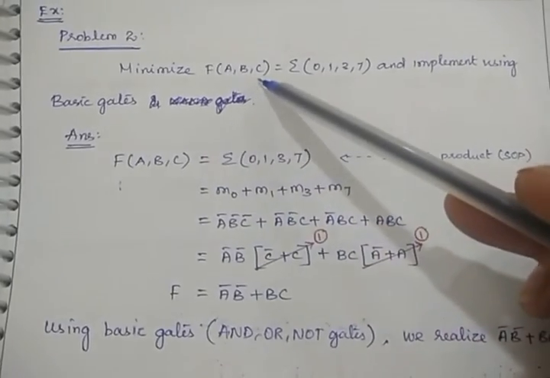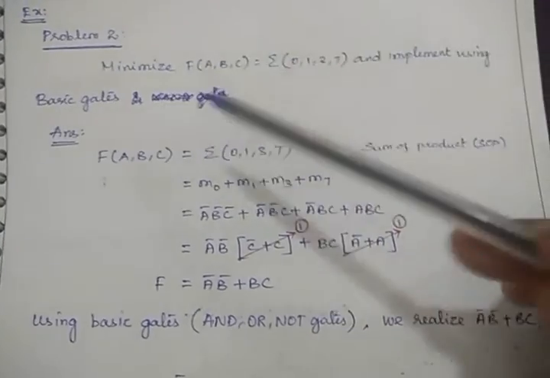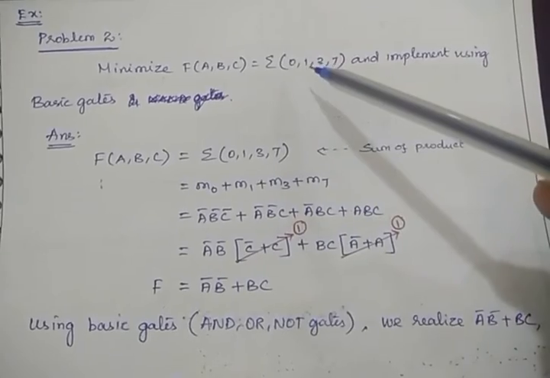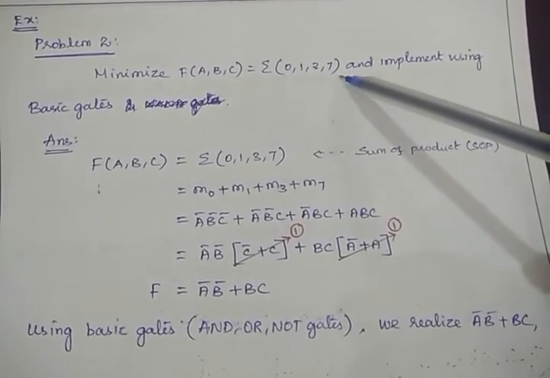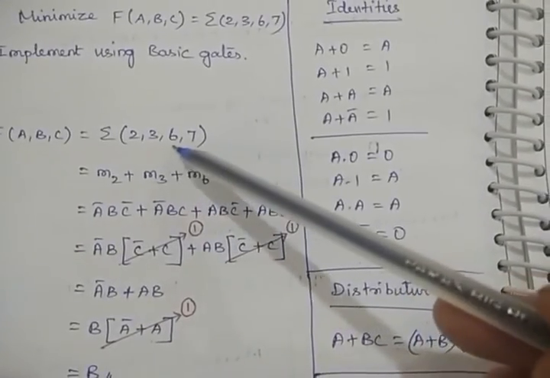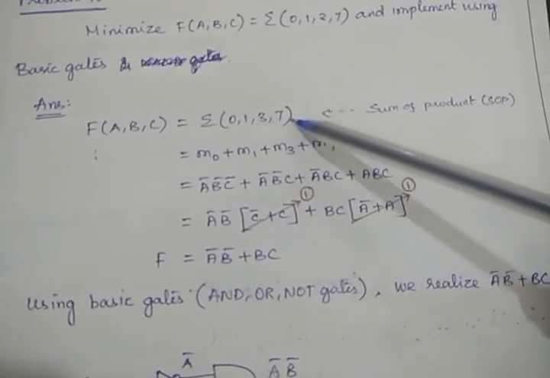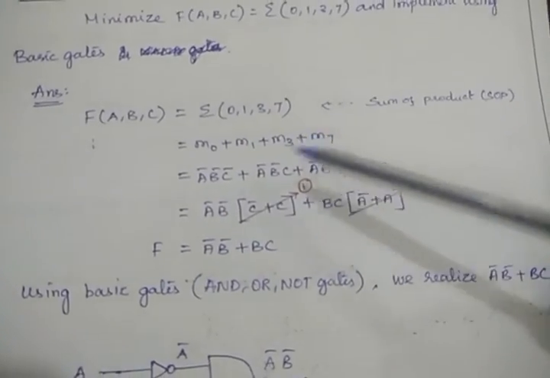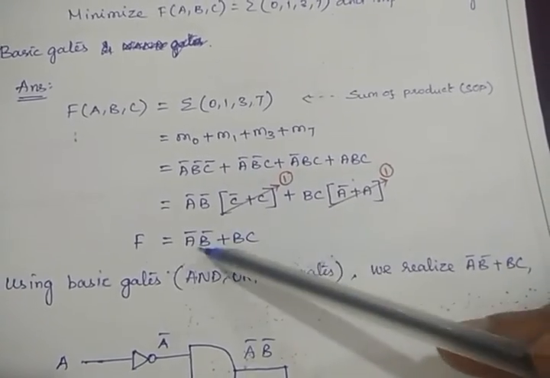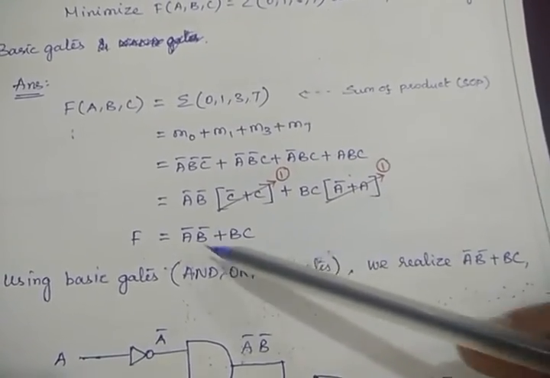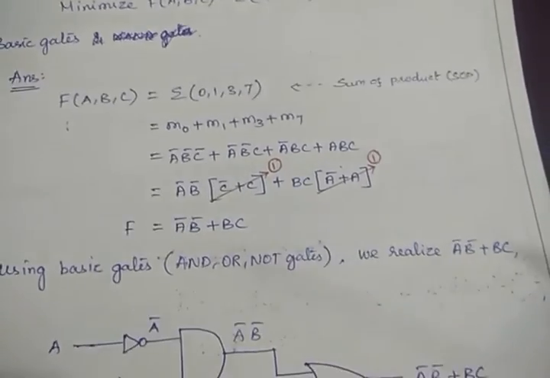So minimize f of a, b, c. This is what is given, summation of 0, 1, 2, 3. The same problem, but here the 4 values are different. Previously it was 2, 3, 6, 7, but now it is 0, 1, 3, 7. So write these values, and this is the expression we got, and simplify it. Finally the expression after simplification is a bar b bar plus bc.